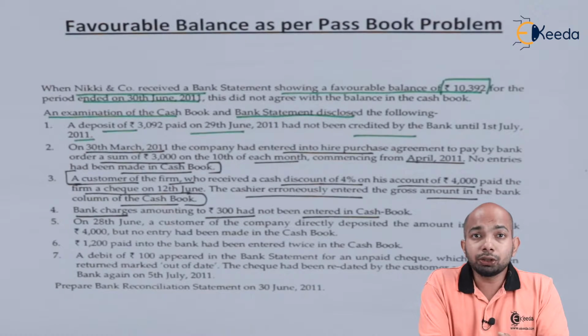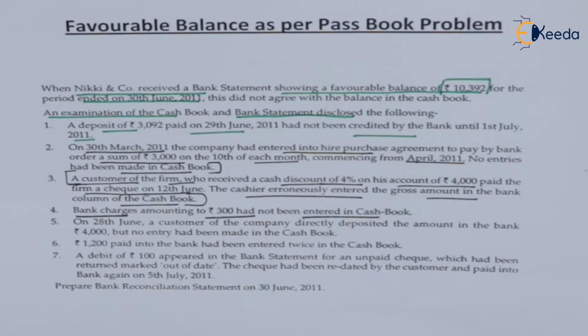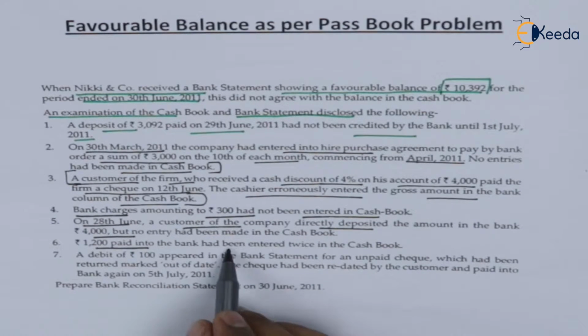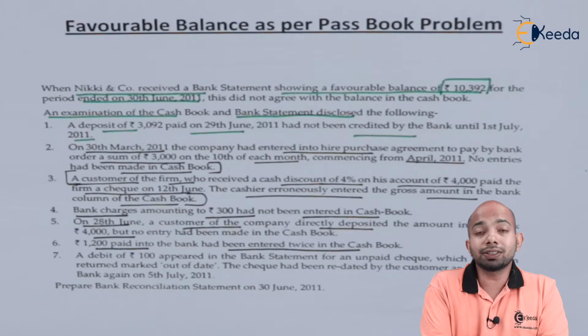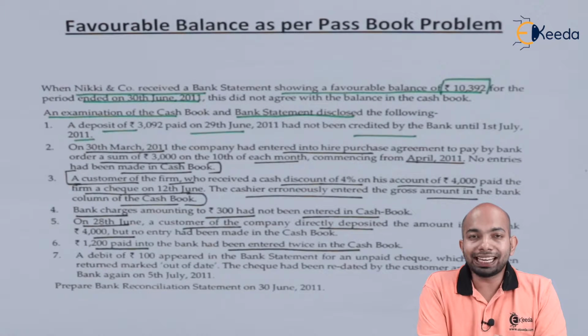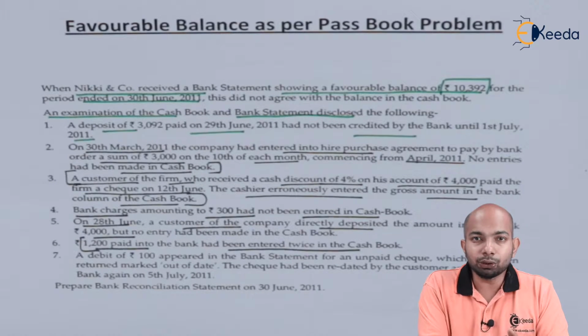Bank charges amounting to rupees 300 were not mentioned in the cash book. On 20th June, there were some direct deposits made into your bank account. First for rupees 4,000 for which no entry was made into the cash book. Second for rupees 1,200 where the amount was mentioned twice into your cash book.